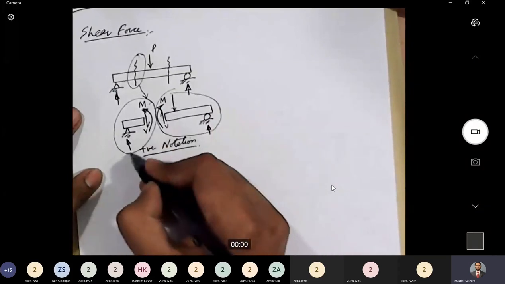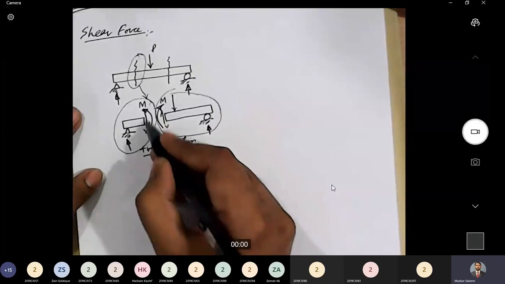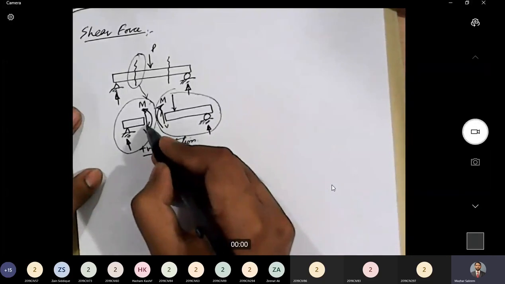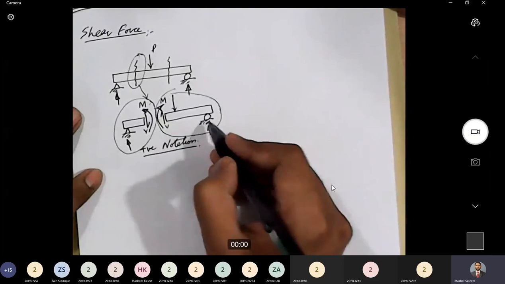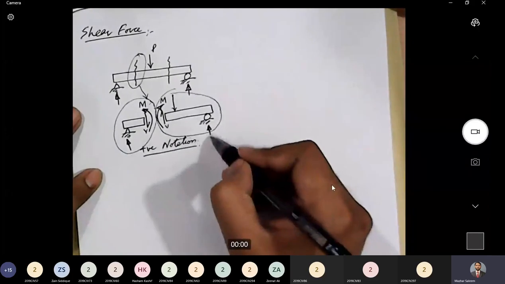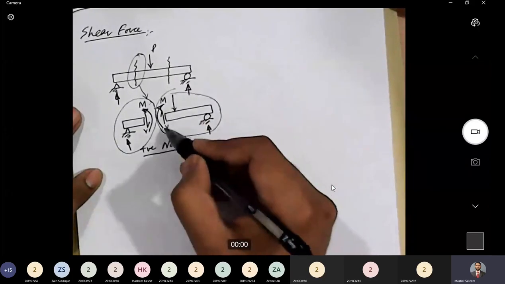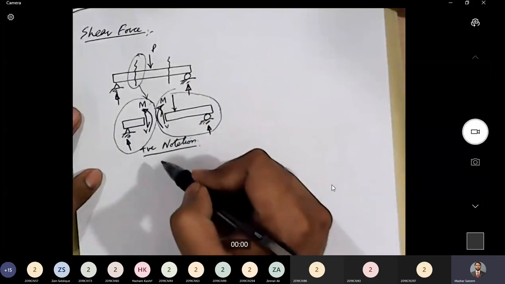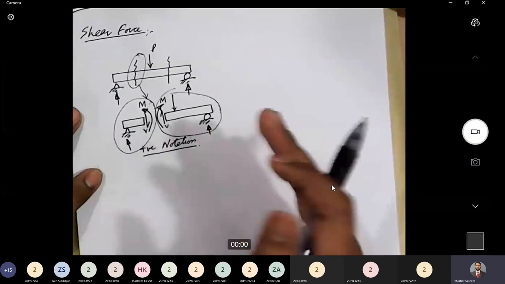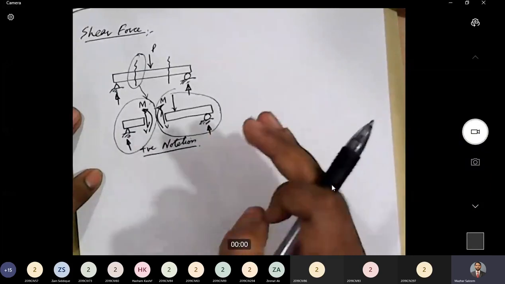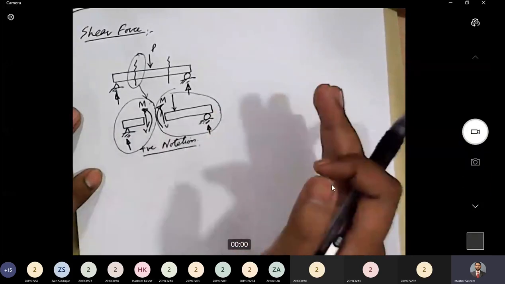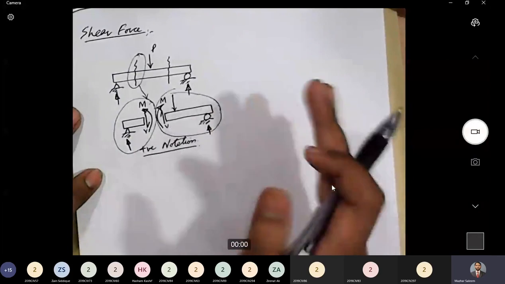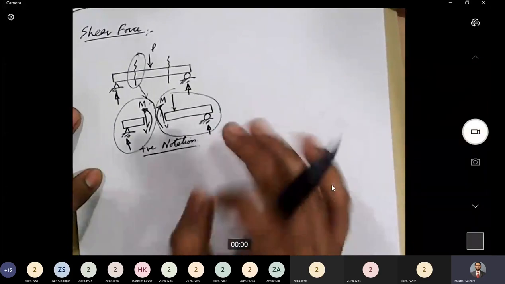In this case, on the left side, only one force is present. So we will just take that force and this V, which is present at the cross section. And if we come from the right side, we have this reaction, this externally applied load, and this V. So we will consider these three forces to calculate the shear force. So shear force at any particular section is the algebraic sum of all the transverse forces on either right side or left side of the section.